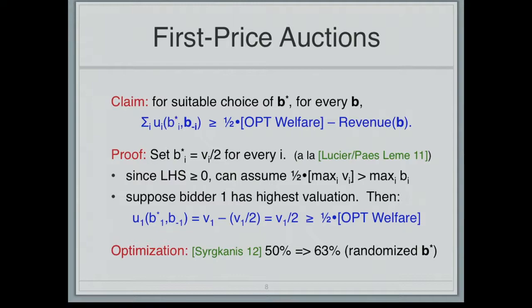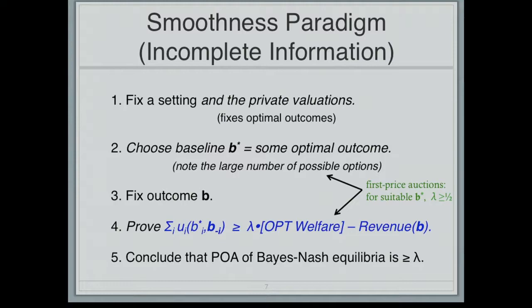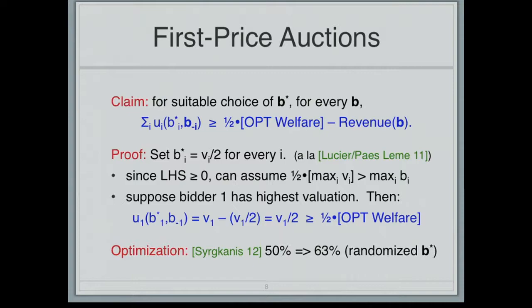If you could go back one slide. When you choose the baseline B star, can it be arbitrary, or does each person's B star depend only on his valuation or something like that? Excellent question. At the moment, I'm being intentionally sort of noncommittal about it. At the moment, you just choose B star. I'll show you in the first price auction exactly how I set B star. So I think the right thing to do is, basically, the next slide, B star is just going to be bid half your value. Okay, so that'll be B star.